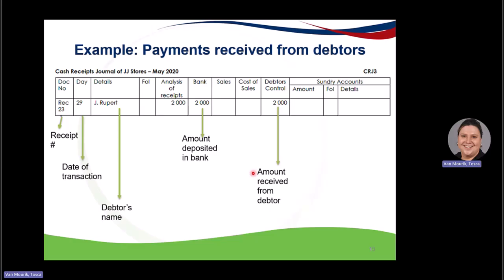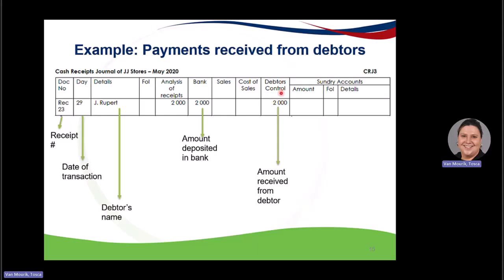So what is effectively happening here? Our bank is now debited and all of these amounts then are credited. So our debtors control is a credit. Let's see, does it make sense? Let's think about it. So we receive some money. Our bank will increase. Bank is an asset, so assets will increase on the debit side. So we have a debit. But what is the credit? The credit is my debtors control.